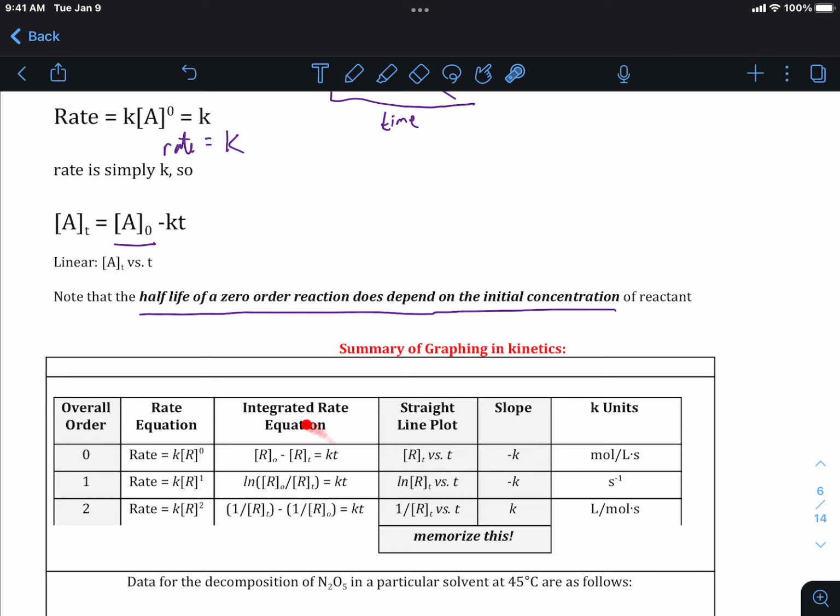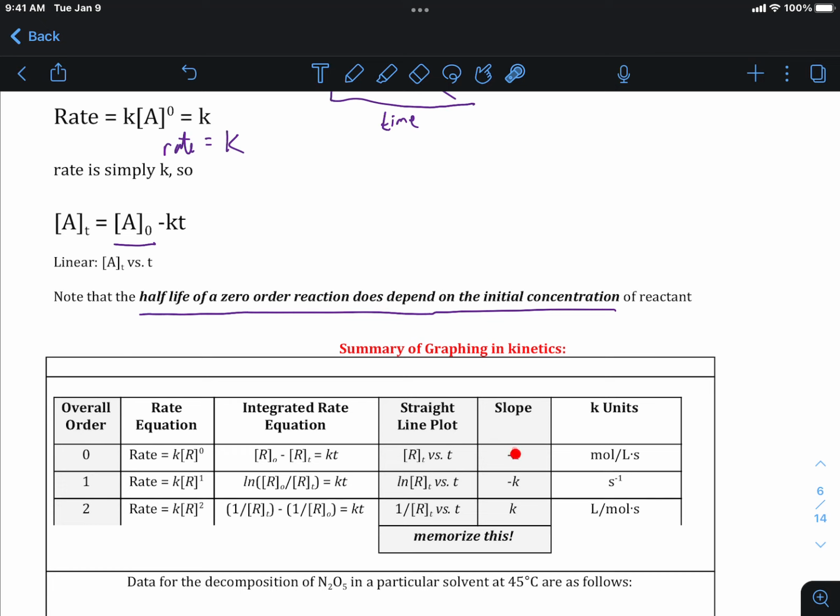These you don't have to memorize. These are on the formula sheet. But what you do need to know is how to get the straight line plot, because the straight line plot is the usable information from the graph. So again, natural log of a concentration versus time, if that's a straight line, that means it's first order. Inverse of the concentration versus time, if that's a straight line, that means it's second order. And if just regular concentration versus time is a straight line, then it's 0 order.